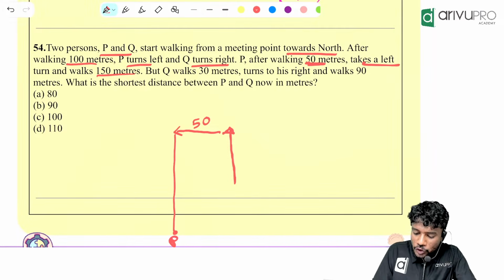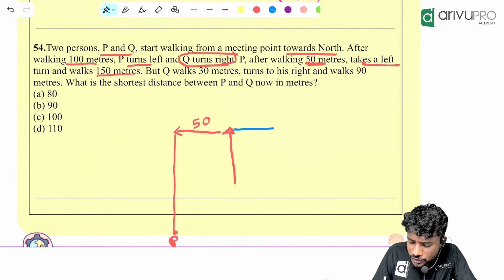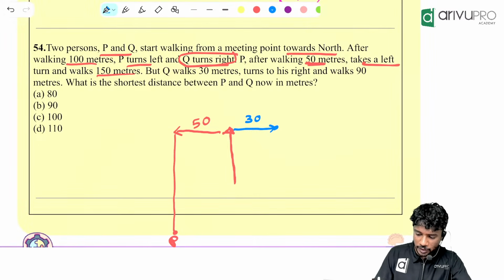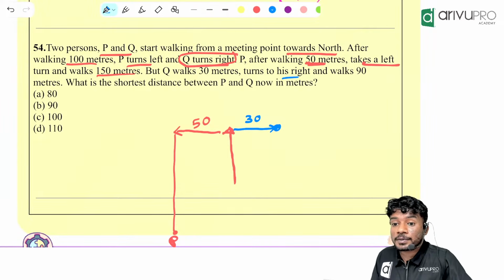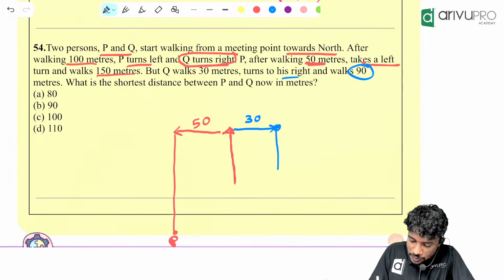Then Q took a right turn, right? Q turns right, and walks how many meters? 30 meters. So Q is currently at this particular blue line position where I put a dot. Then turns right. Right of east is what, people? South. And walks 90 meters. So till here he is walking, because till this much was 100, initially given.